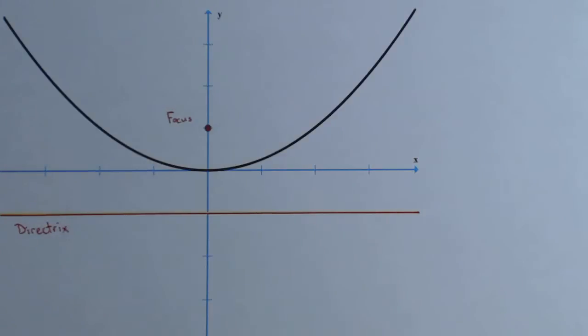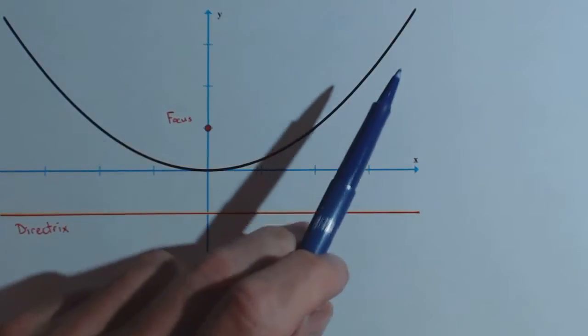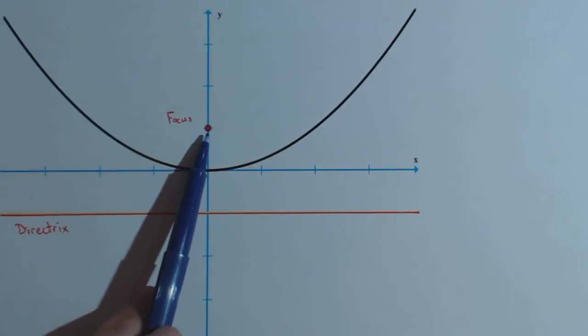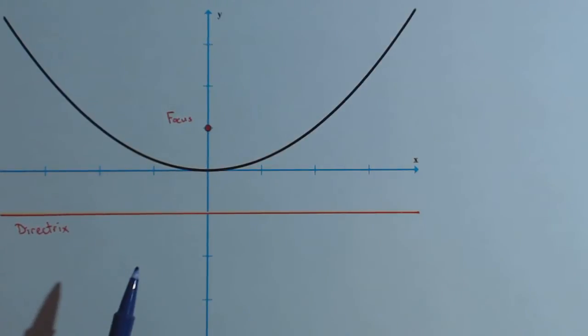In this video, we're going to look at where the equation for a parabola comes from. First off, a parabola is the set of points, which is represented by this black line, that is equidistant from a single point called the focus and a line called the directrix.